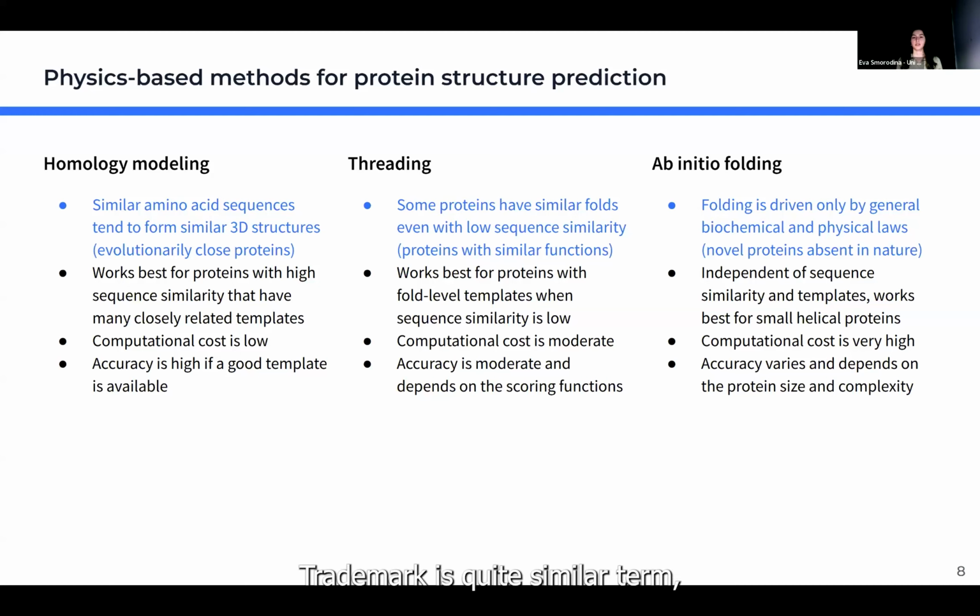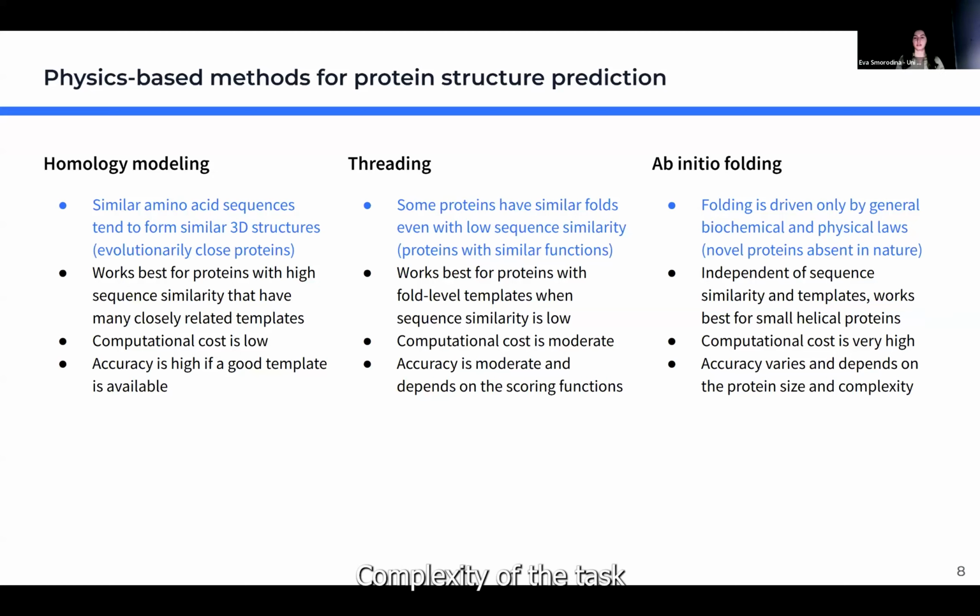Threading is a quite similar term, but is different in terms of sequence similarity. So in threading, we don't have to have homologous sequences or evolutionarily close sequences, but we should have similar folds. And then we are able to try to insert or fit the sequence of interest in the available fold as a template. And ab initio folding overall is the holy grail of all types of protein structure prediction because it assumes that using only general biochemical and physical laws, you can predict the structure of a biomolecule just from a sequence.